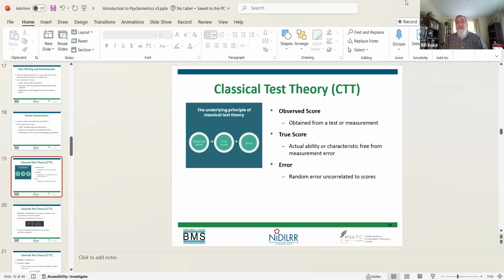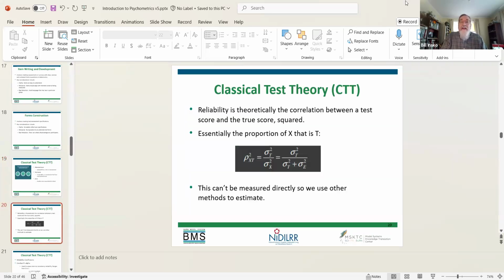But observed scores don't include just the true score that you're looking for. They include error. And this error is random error that's uncorrelated to any of the scores. And so that's why a person who takes a test and 2 weeks later takes the same test might get a different score, because there's error involved. And so from that idea, reliability can actually be defined.